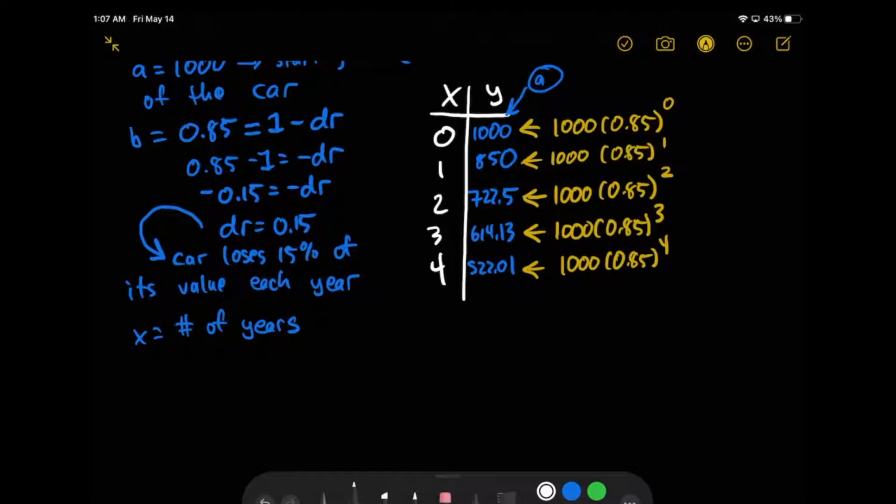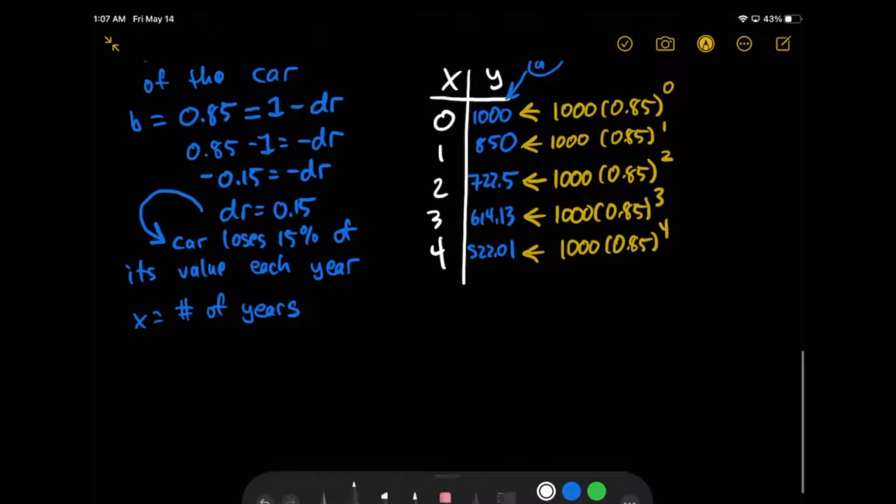And in a future video, we'll talk about going backwards. If I start with the table of values or I start with the graph, how can I find the equation? And I promise you it's not that hard. You already have the basic skills and building blocks to do that. But for now, we've started with the equation. We've found our table of values. Let's go ahead and make our graph.